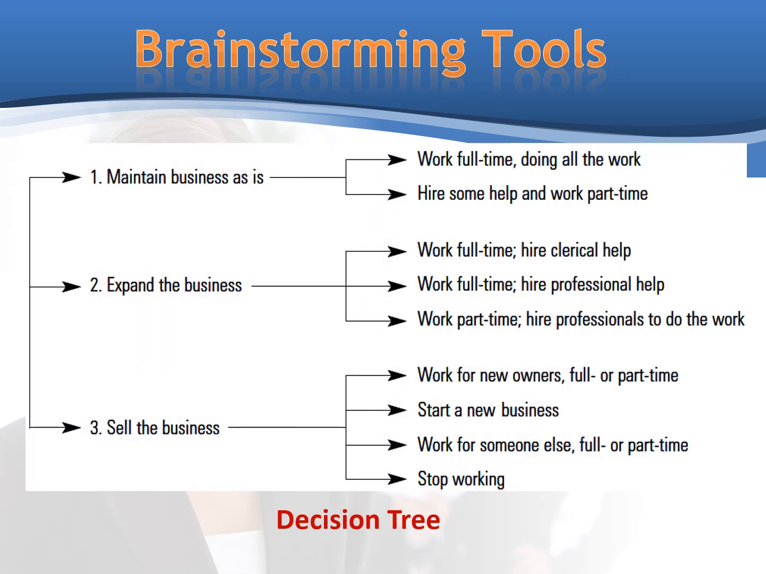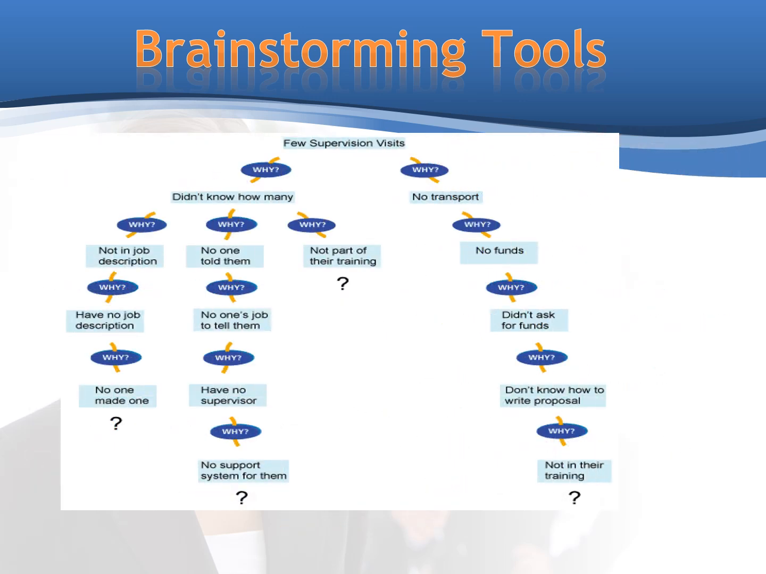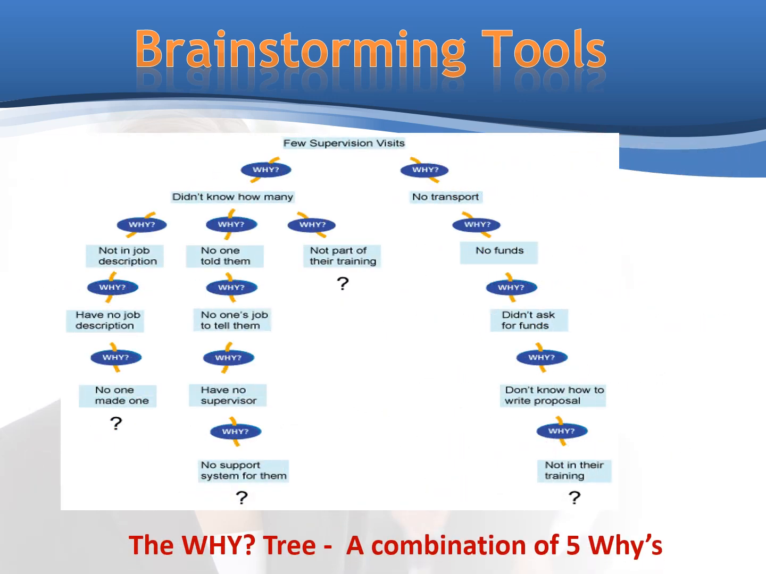There's also the decision tree. Maintain business as is, expand the business, sell the business, and then this is the why tree. It's a combination of 5 whys where you keep asking why, all the way on down till you get to an answer.